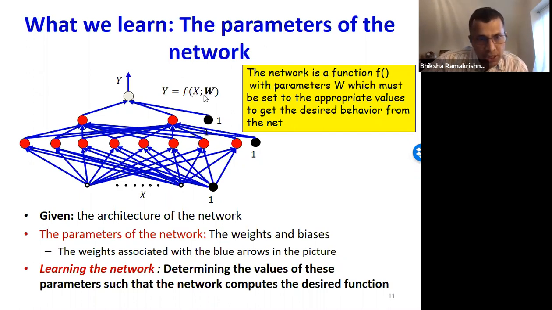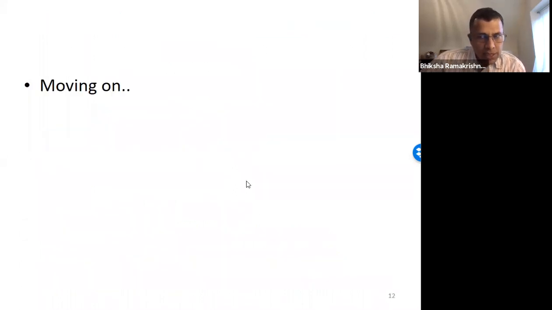This is a standard notation. When we put a semicolon over here, it means the term before the semicolon is an argument to the function. The term after the semicolon represents the parameters of the function. And so the w's here are the parameters of the function. And now if you want to make the network compute a specific function, if you want it to behave in a particular way, then what that means is that you really want to set these parameters, these w's, such that the function does the right thing. And so these are the basics here. This is what we're going to assume all of you understand.